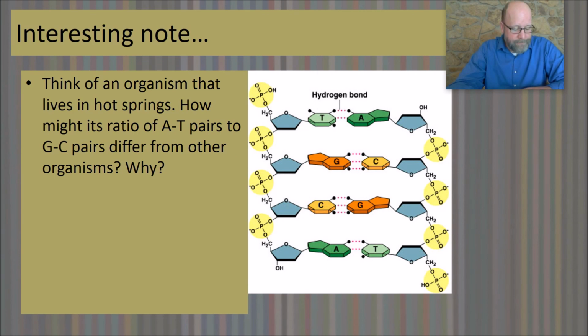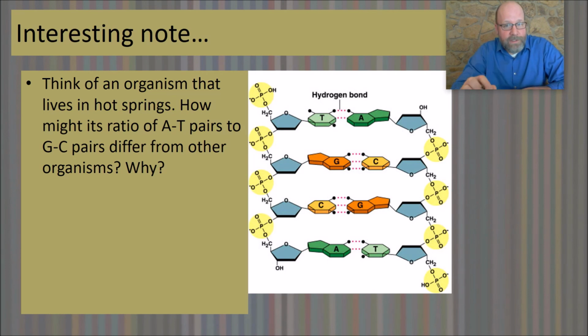So how about this one? Think of an organism that lives in hot springs. How might its ratio of A and T pairs compare to its G and C pairs? How might that ratio be different for them than it is for, say, us or a goat or a goldfish?